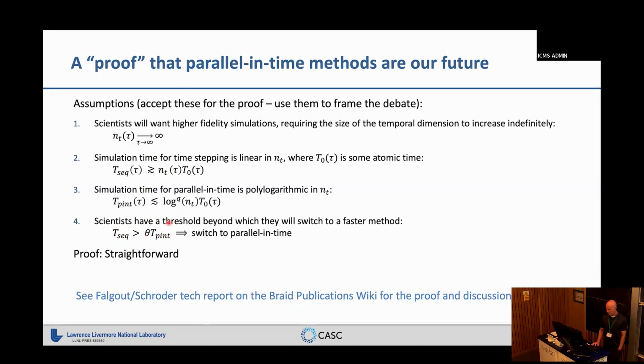Something interesting came out of this that I didn't realize before, which I'll mention. There's this atomic time T naught that I've written here, and I like to think of this as clock speed. We like to say clock speeds have stalled, so we have a bottleneck, and that's why we need to go parallel in time. But when you work through this proof, you realize that this doesn't matter. Even if the clock speeds are changing, eventually people would still make the switch. That was something I didn't expect, and it was a useful thing. If you're interested, give it a read.